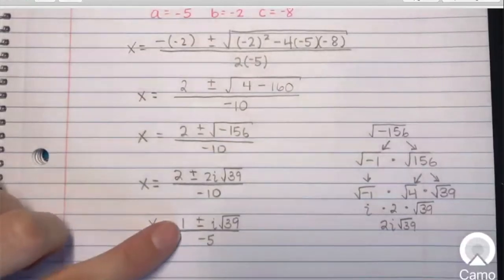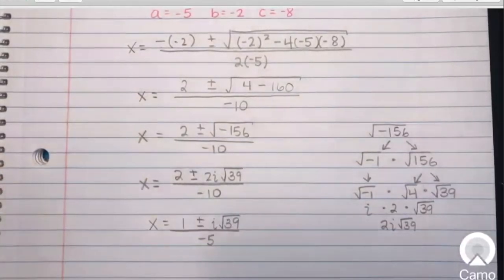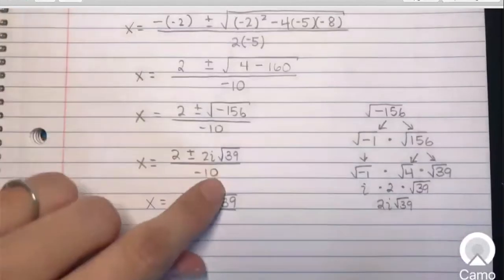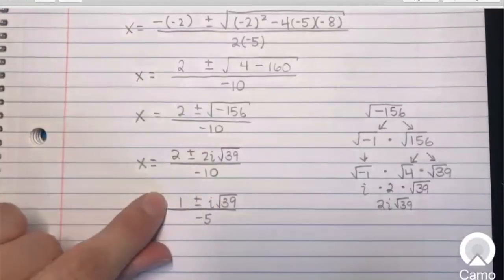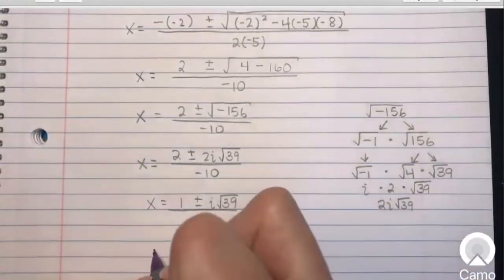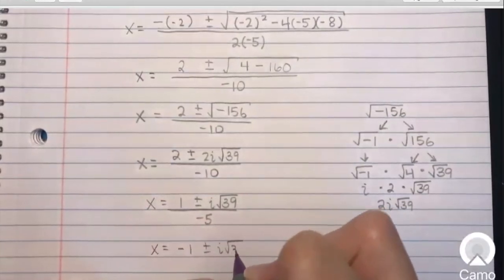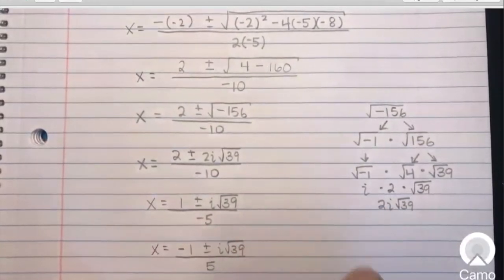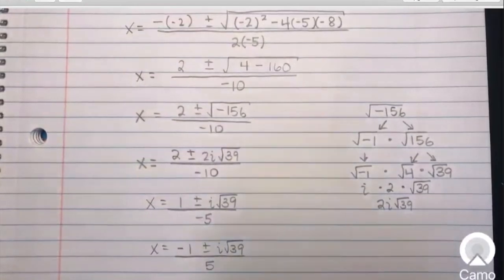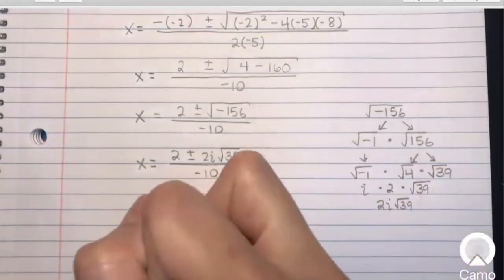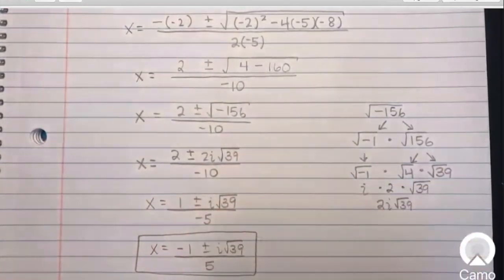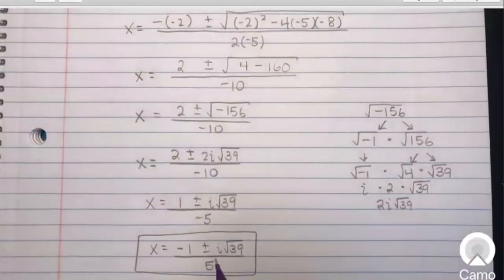Okay, so typically this is our answer, but it's not written in a form that we would usually see. Typically, we like to have this negative out in front, so this is the proper way to write it. We can say it's negative 1 plus or minus i root 39 over 5. And this would be our solution to our quadratic equation that we solved above. So we can tell that this is definitely a non-real solution. We have an imaginary part and we have the real part. So this would definitely be a complex solution.